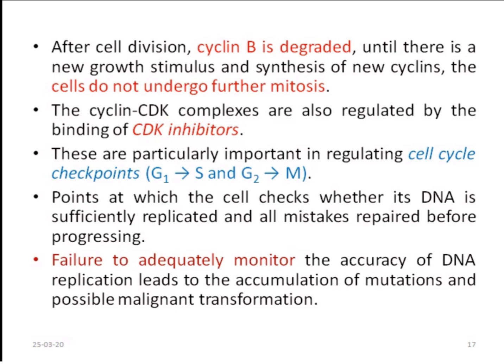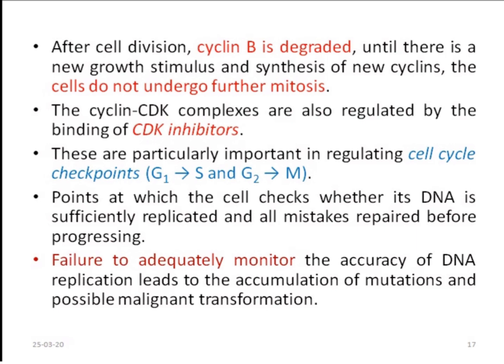These are points at which the cell checks whether its DNA is sufficiently replicated and all mistakes repaired before progressing, right? G2 to M phase. What's happening there? Before that, in the S phase, DNA is already synthesized. So before the cell goes into mitosis, it is very important to check everything and find out that things are correct. So that's what the cell will verify.